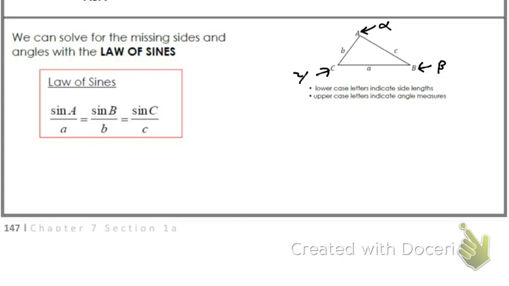I'm also going to add something. There are two versions of the law of sines. This is the one you'd see in a book. This is typically one you'd use to find an angle.